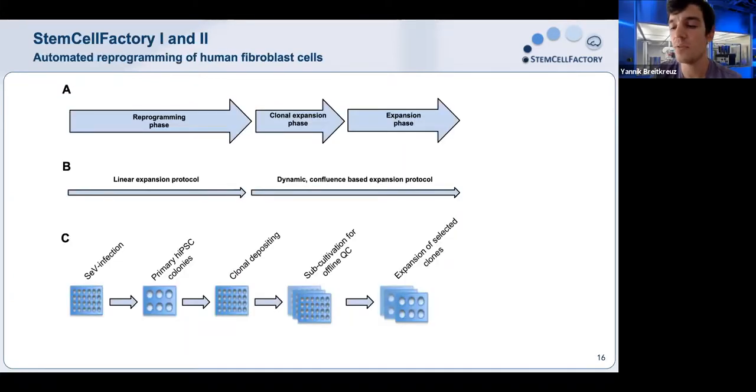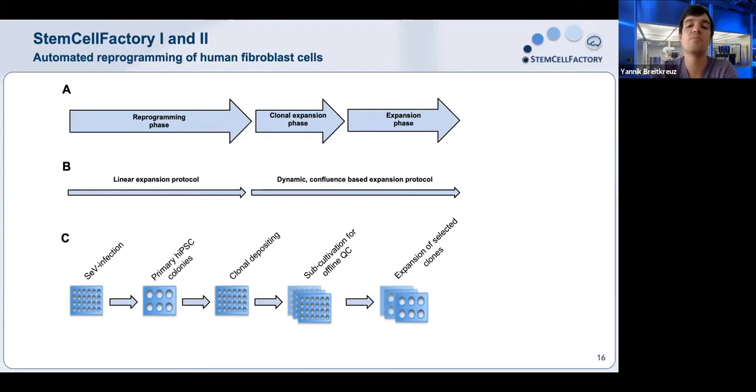Good. Then I will go a little bit more into the automated reprogramming process. On this slide, you can see a high-level workflow chart for automated reprogramming of human fibroblasts into iPS cells using the stem cell factory. And as Bastian already mentioned, the process is split into 3 phases: the reprogramming phase, the clonal expansion phase, and the expansion phase of the chosen clones at the end.